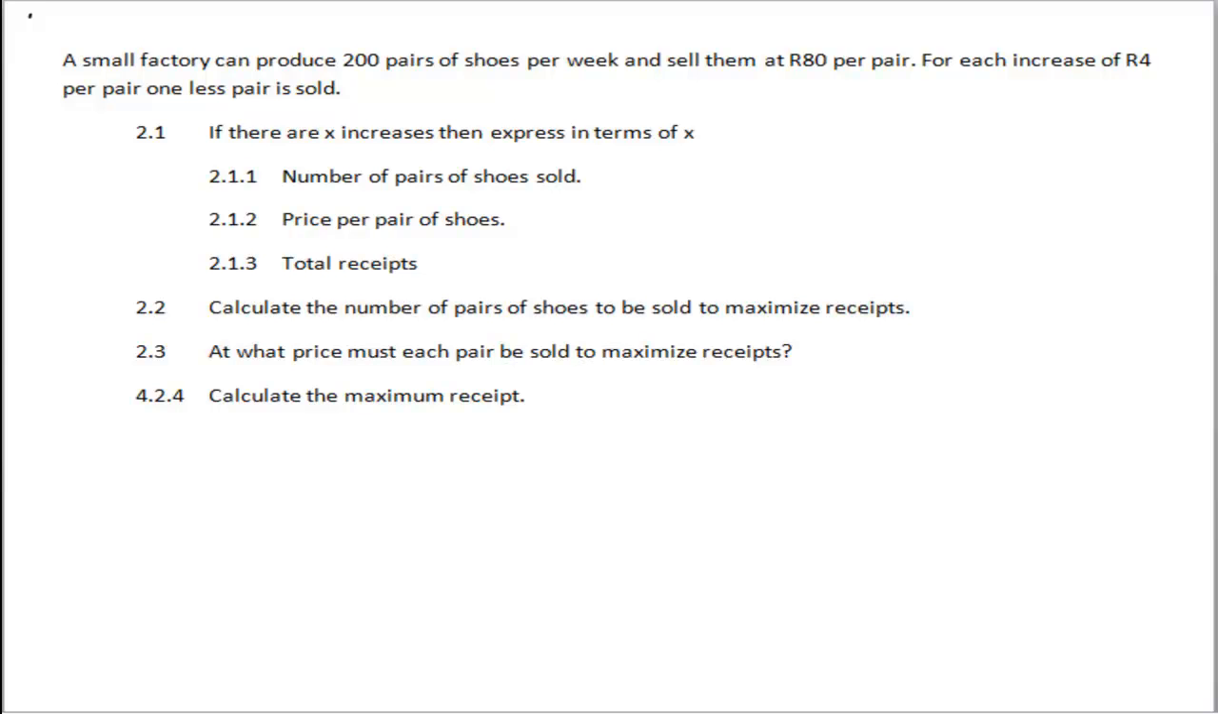And now 2.1.1, we are talking about the number of pairs of shoes sold. Obviously it's 200, and if there are x increases, minus x.